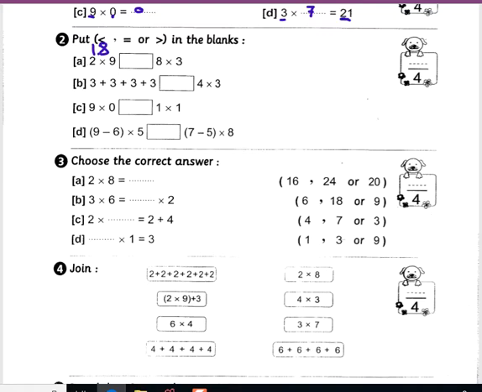And here we have 9 times 3 or 8 times 3 or 3 times 8.